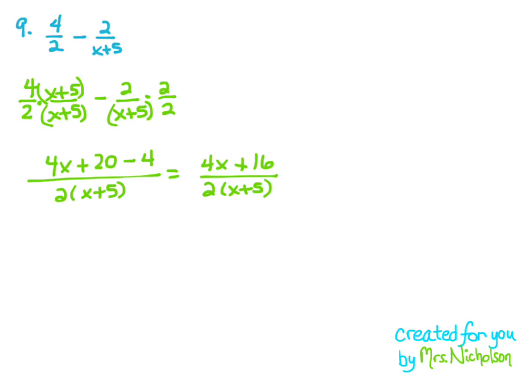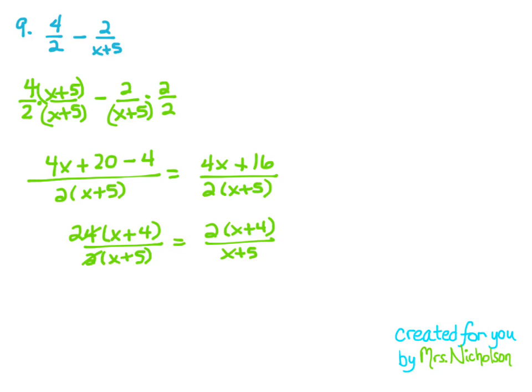And if you got to here and stopped, this is an okay answer, but really we can simplify this a little more. I can factor out a 4 in the numerator. 4 times x plus 4 over 2 times x plus 5. And then we can simplify the 4 over 2 and just make it 2. So I've got 2 times x plus 4 over x plus 5 as a final answer.